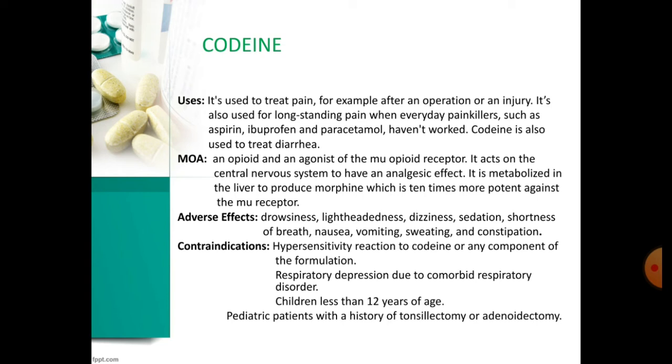Its MOA is that codeine is an opioid and an agonist of the mu opioid receptor. It acts on the central nervous system to have an analgesic effect. It is metabolized in the liver to produce morphine, which is 10 times more potent against the mu receptor.